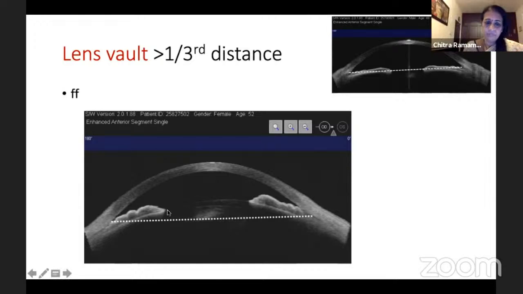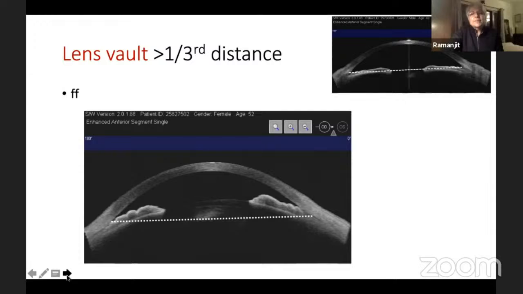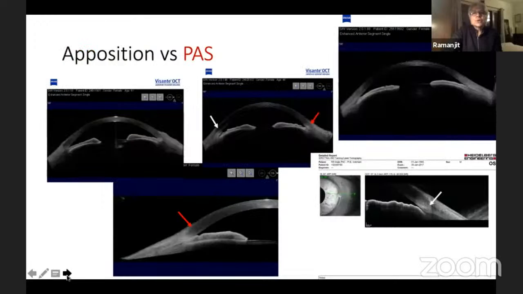And here you can see that the lens is actually more than 1/3 of the distance between the line joining the posterior cornea to the line joining two scleral spurs. So this is seen probably in about 10 to 15% of patients with primary angle closure glaucoma. Plateau iris is seen in probably about 5 to 10% of primary angle closure disease. And please remember that relative pupillary block is the most important cause.